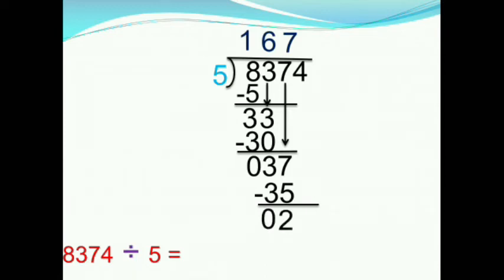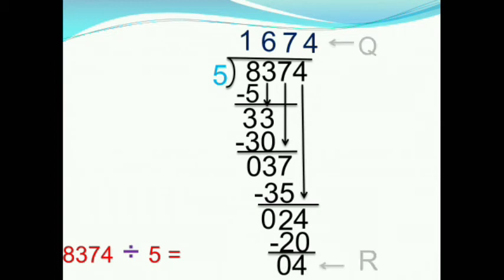Next we should take fourth digit, that is 4, and write here. It becomes 24. 24 will not come in 5 tables. So we should take nearest number, that is 20. 5 fours are 20. Write 4 in quotient place and write 20 below 24 and subtract it. 24 minus 20 equals 4.